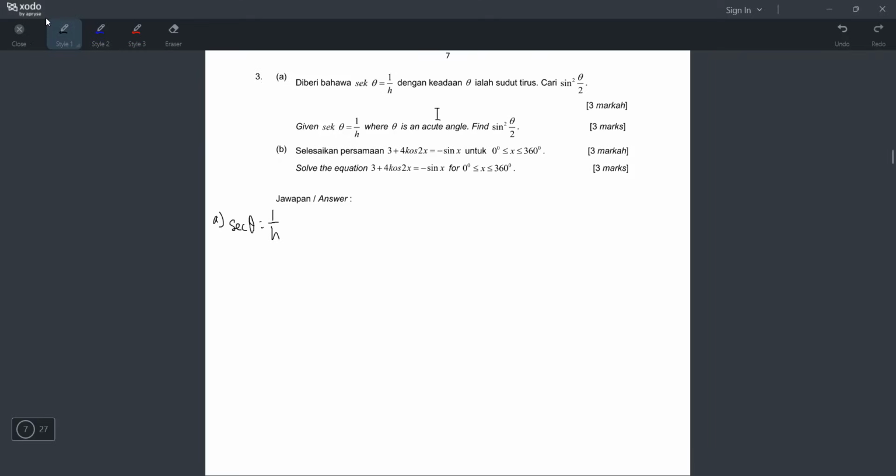Can you see, they didn't ask you to find theta. They asked you to find sine square theta. It means they want you to find something theta, right? It means you have to draw. This type of question, if you don't draw, you cannot do it, right? If they ask you to find theta, then it's a different type of question. But if they ask you to find something theta, sine theta, cos theta, or anything, you have to draw. So the first step here is to draw.